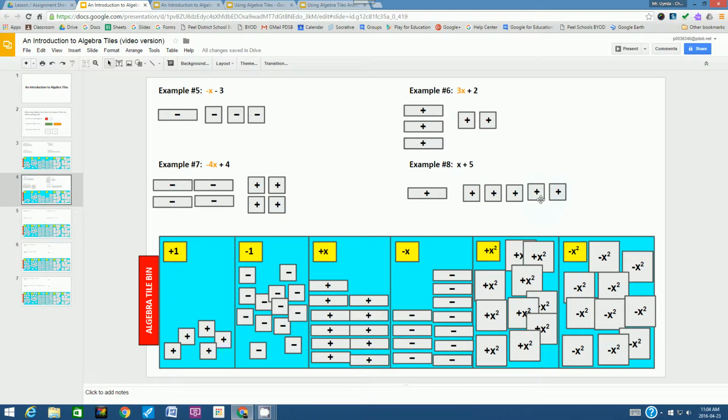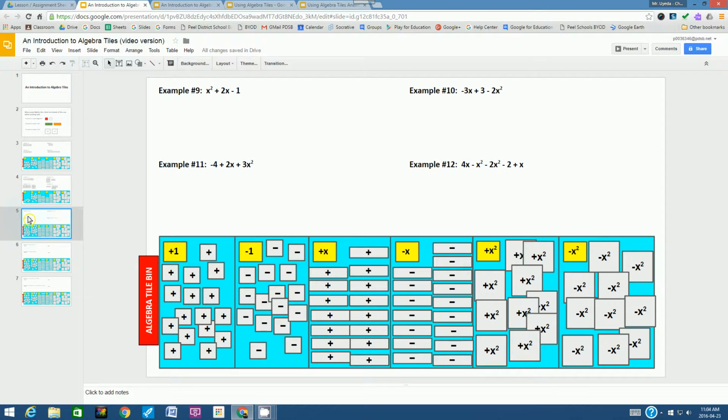I've lined them up horizontally, but if you wanted to stack them in a smaller group like this, that would be fine, as long as they're all in the same area. This is what we don't want: a random positive tile over here. We want to keep like terms grouped together. Like terms means they are the same. Okay, let's proceed to the next slide, example 9.